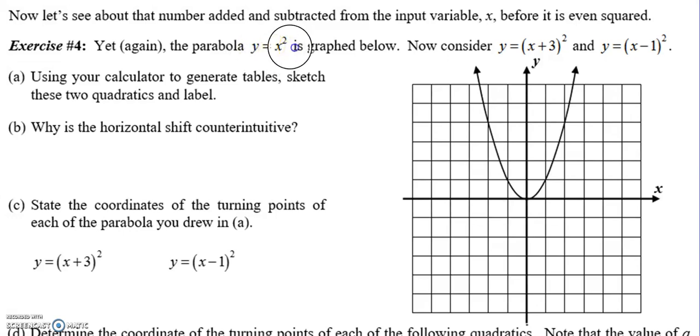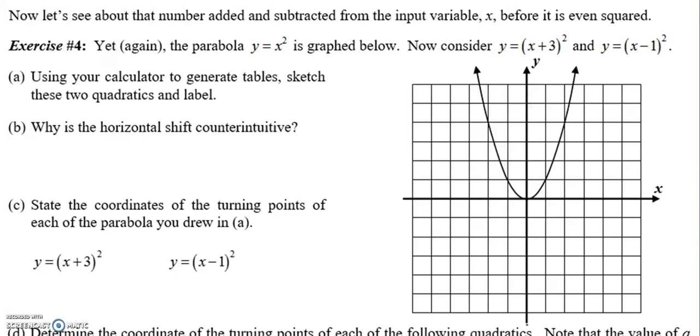All right, so this is our parent function, and look, we're taking the x, and before the square, we're increasing the input value by 3. So x plus 3. Here we're decreasing the input value by a negative 1 there. So again, using your calculator, let's go ahead and sketch both of these and label both of them on the grid here. So do that now, please.